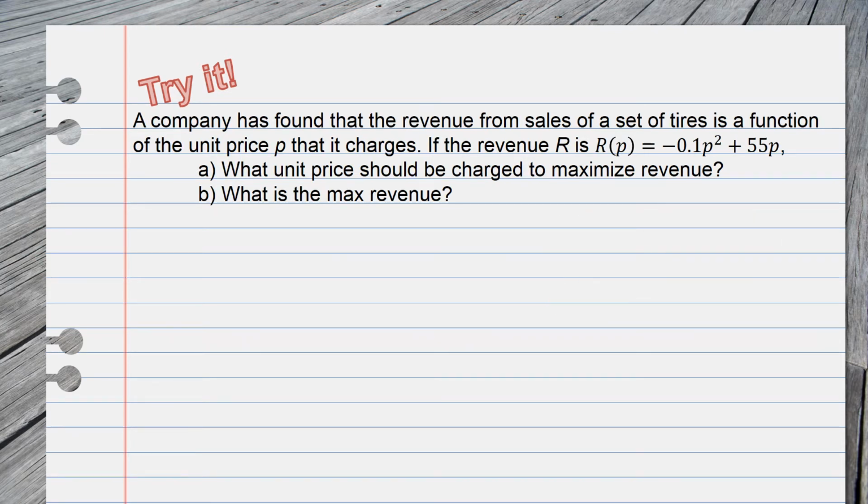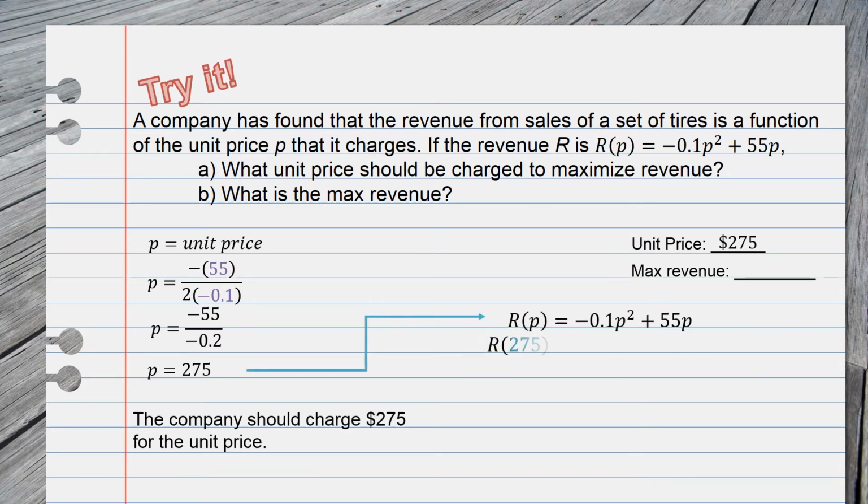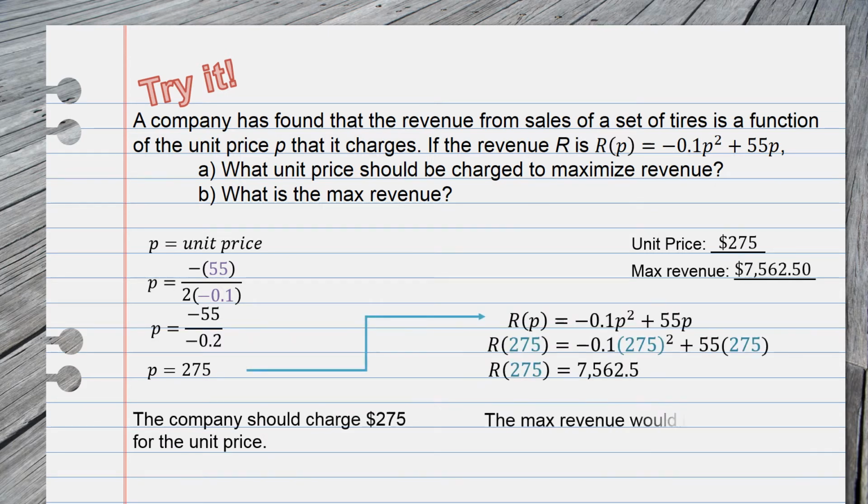Let's see how you did. Hopefully, you identified you must find the unit price and the max revenue. You should have defined P as the unit price, and to find the vertex, it's negative B over 2A. Your B value was 55, your A was negative 0.1. You plug those in, you should have found P equals 275.